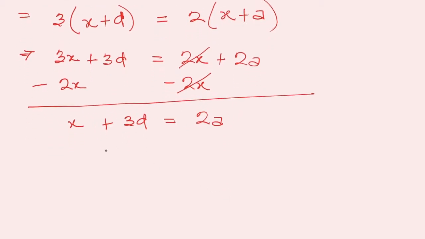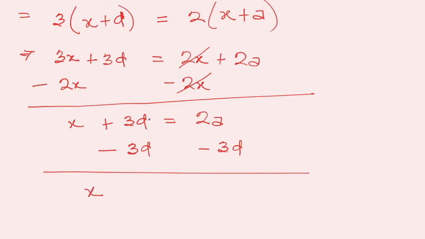So to do that, we simply subtract 3d from each side of the equation. And that will ultimately result in x, 3d plus 3d cancels out minus 3d, and we have 2a minus 3d. And that's our final answer. And so we've made x the subject of the formula.